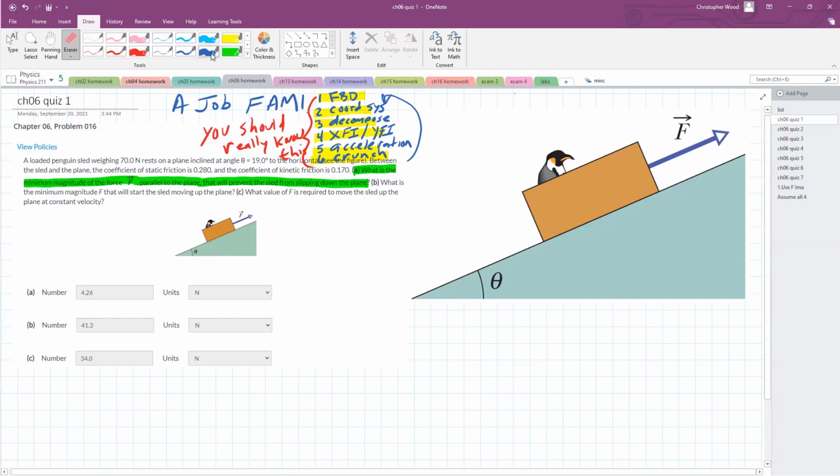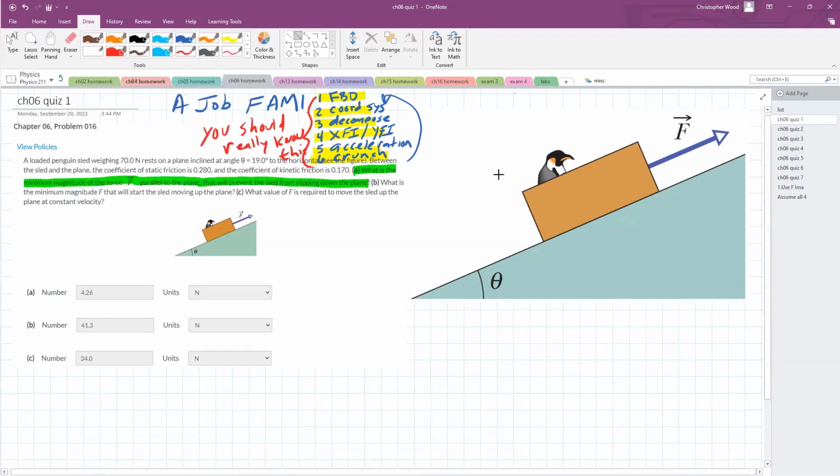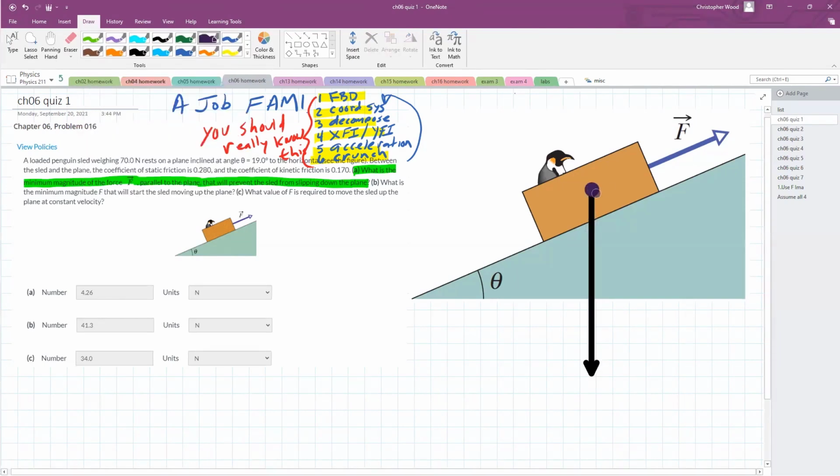I have one of those forces shown. So here's the weight force. The weight force typically acts on the center of mass. So this is what the weight force looks like. There's the center of mass, maybe a big dot to indicate the center of mass is right there. Okay. That's one. So now I'm showing 2 forces.